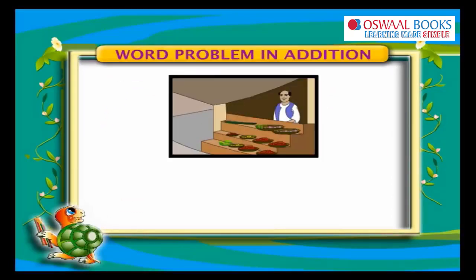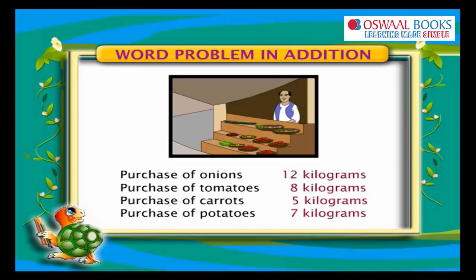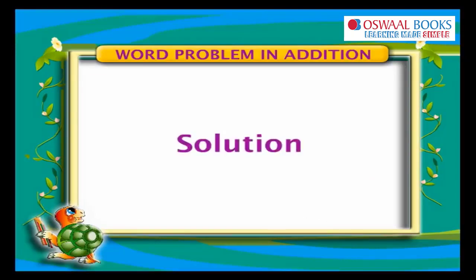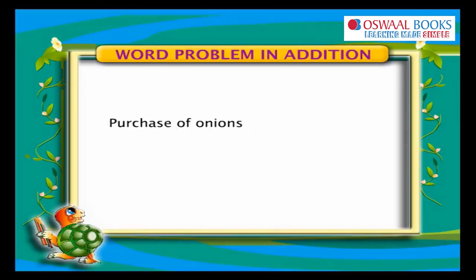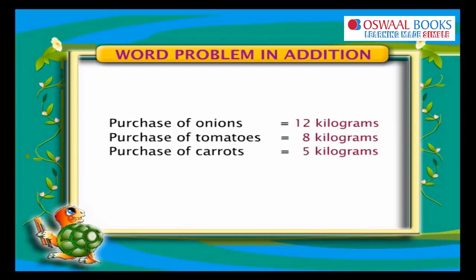A greengrocer bought 12 kilograms of onions, 8 kilograms of tomatoes, 5 kilograms of carrots, and 7 kilograms of potatoes. What is the total weight of vegetables that he has purchased? Solution. Purchase of onions 12 kilograms. Purchase of tomatoes 8 kilograms. Purchase of carrots 5 kilograms. Purchase of potatoes 7 kilograms.